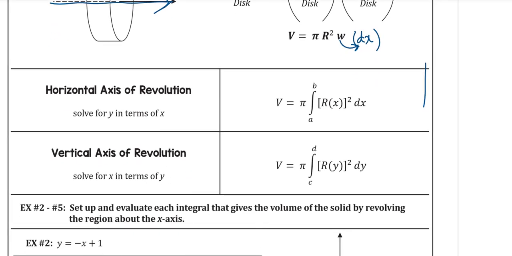If we have a horizontal axis of revolution, you solve for y in terms of x, so your volume will be pi times the integral from a to b of r of x squared dx. That would be your radius. And if it's doing the revolution around the y-axis, you solve for x in terms of y, and so your radius should be in terms of y.